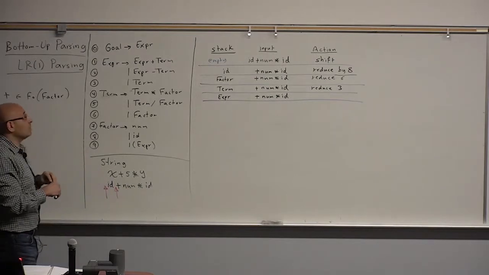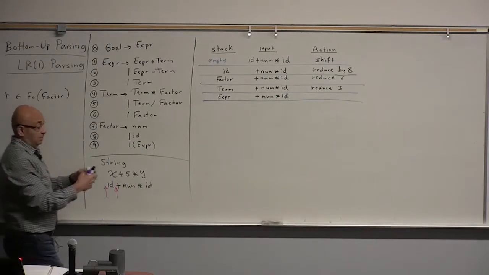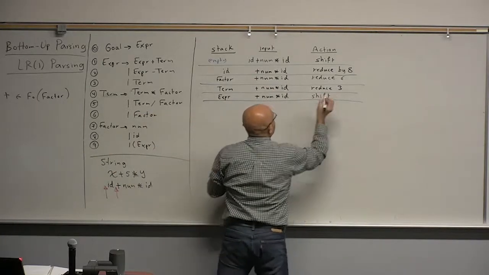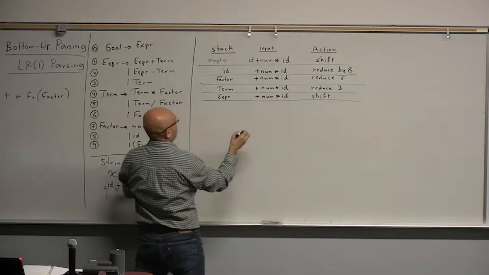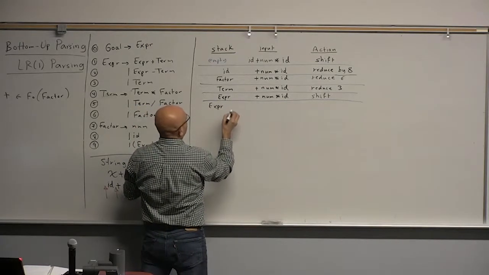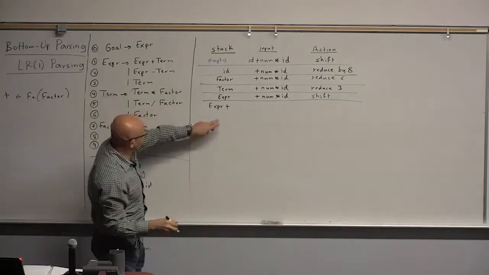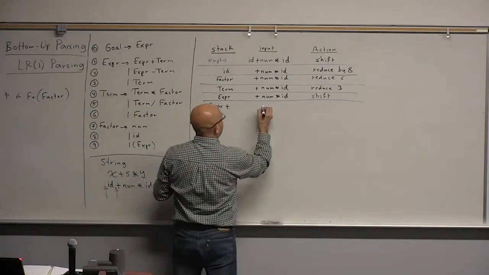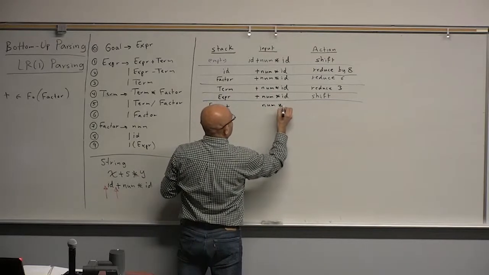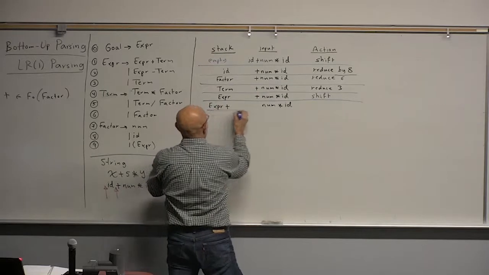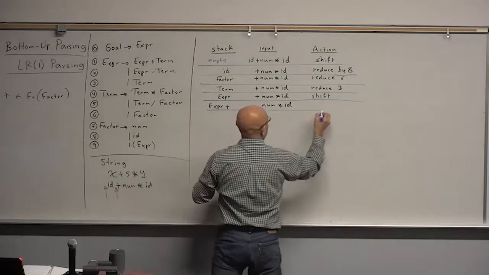When I don't reduce, what do I do? Shift. I shift. So when I shift, I have what? Now I have expression plus. So now this is the top of the stack. Expression plus, and now I have number times ID.